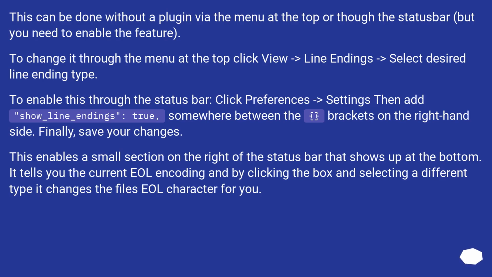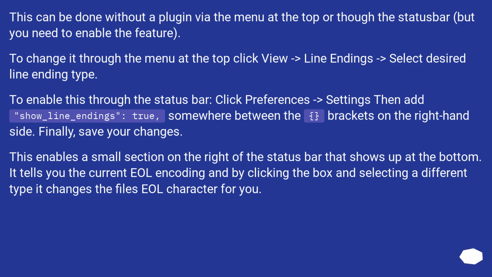This can be done without a plugin via the menu at the top or the status bar, but you need to enable the feature. To change it through the menu at the top, click View > Line Endings > select the desired line ending type.